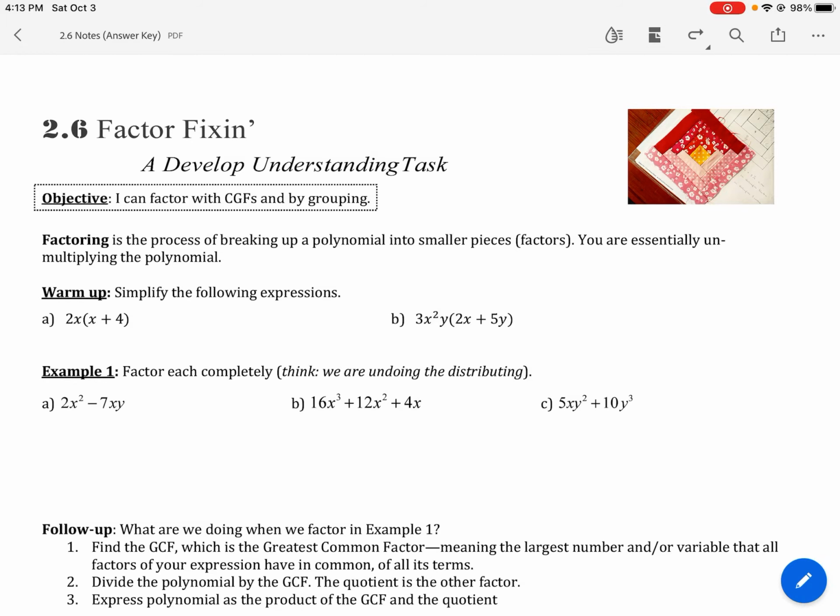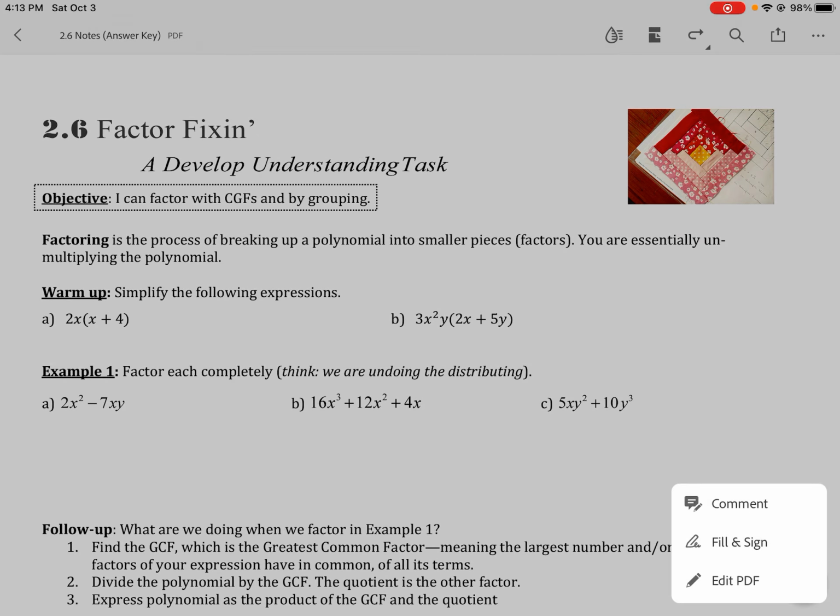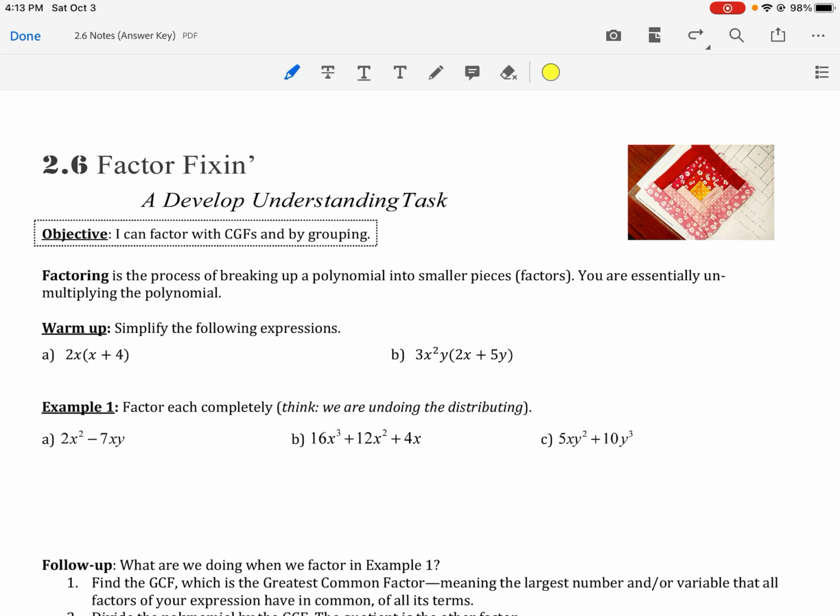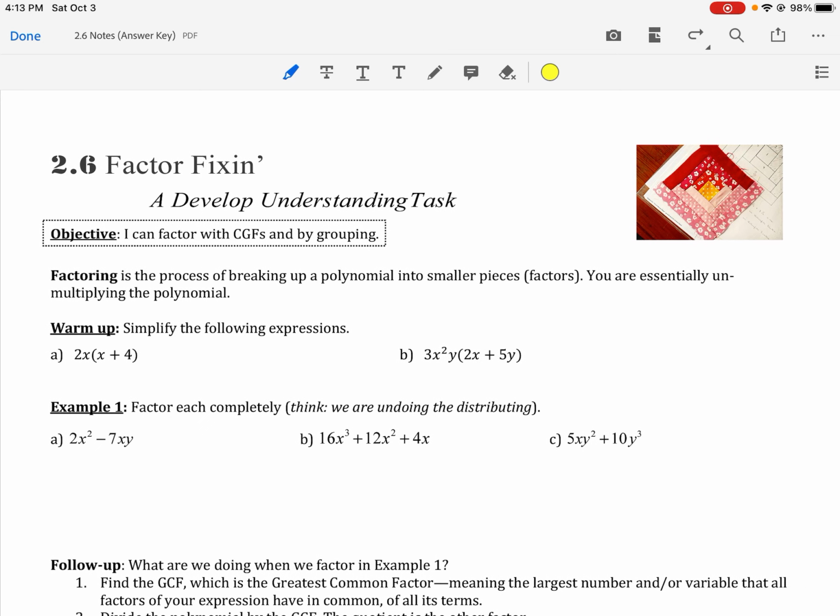Okay, today we're looking at what they call factor fixing. So we are going to factor with GCFs and by grouping. Factoring is simply the process of breaking up a polynomial into smaller pieces, which we're going to call factors. You can think about it as essentially unmultiplying a polynomial.